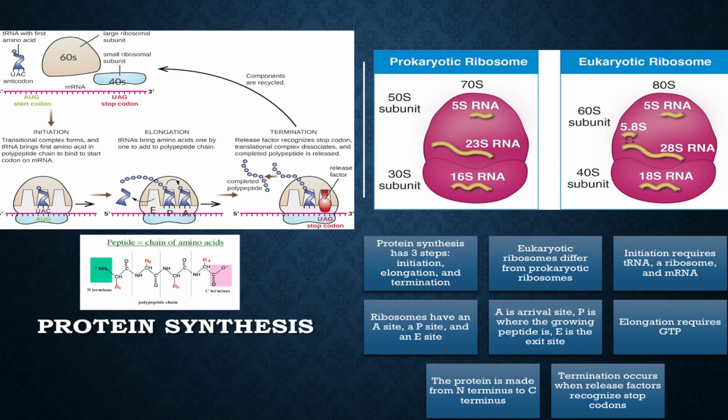Now let's sum up the important facts of this video. Translation consists of 3 stages: initiation, elongation, and termination. Initiation occurs with the help of the 5' methyl cap of the mRNA, as well as initiation factors. Elongation is when the polypeptide forms, and this step will use GTP. Termination is carried out by release factors when certain codons are encountered.